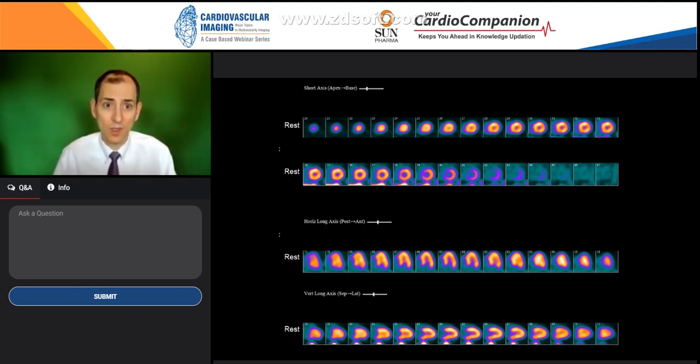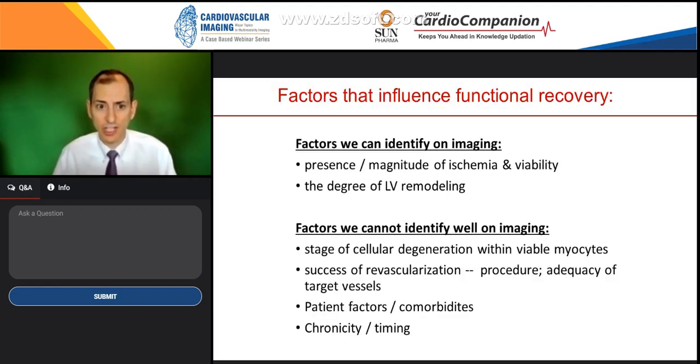And finally, for the last slide, I'll just share with you that even though on imaging we look for the amount of ischemia and the amount of scar and the amount of remodeling, there's many other factors that we need to consider when we want to determine if a patient will improve. Some of these we will know. We don't actually see the cellular architecture, but often we want to put this in context with the likelihood of achieving successful revascularization and, of course, the other comorbidities. And also the timing. So if a patient has LV dysfunction for many years, it's much more likely to be scarred as opposed to someone who's presenting now, and these are relatively new symptoms and new findings.